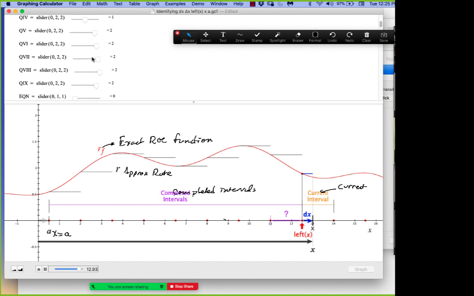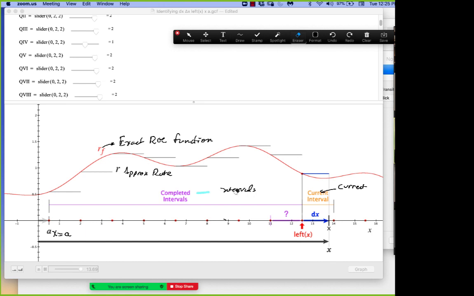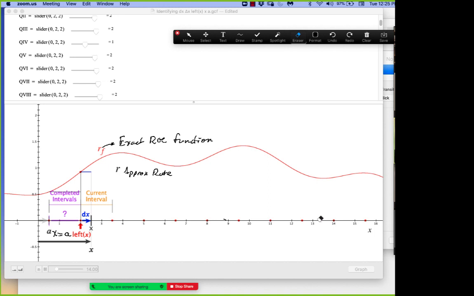I think that's everything. Yep, so we got our exact rate function. I'm calling that r sub f. Approximate rate r. There's the completed intervals. Current interval. Okay, here's our dx. Oh, there's delta x. Delta x.